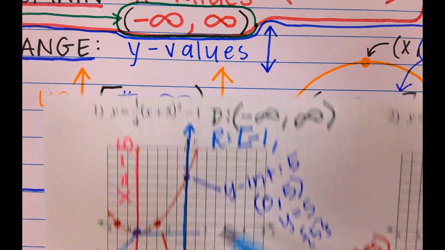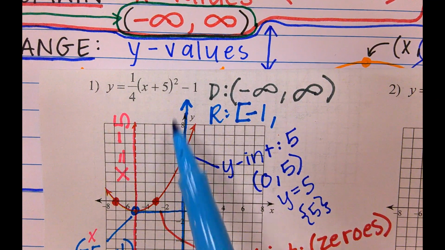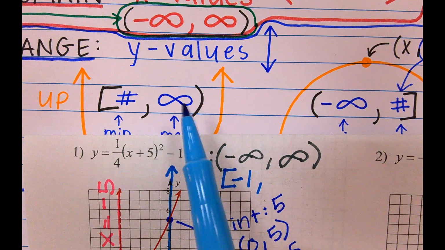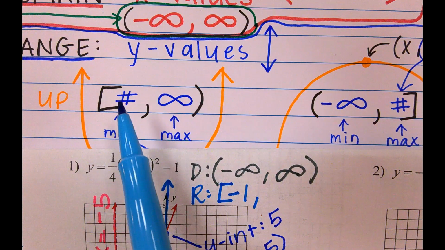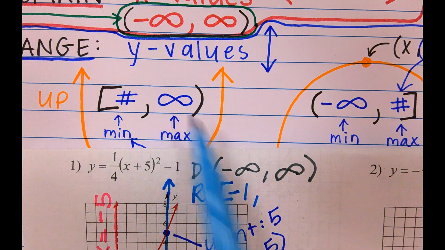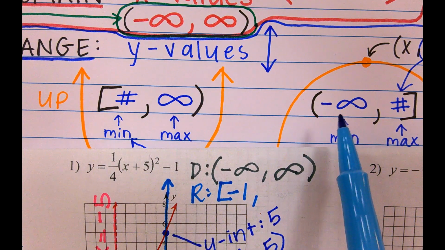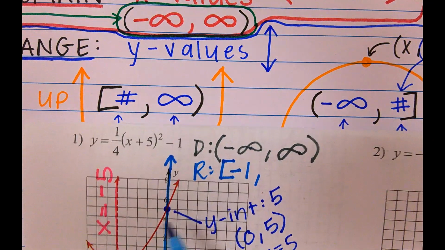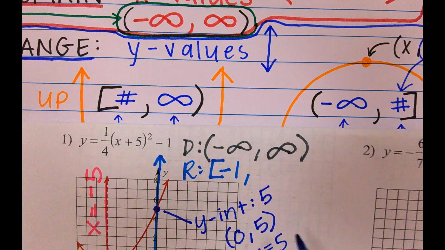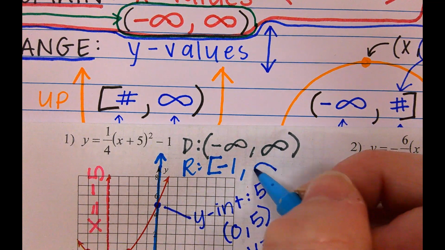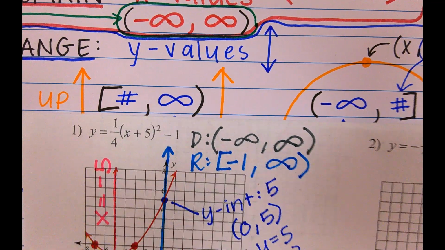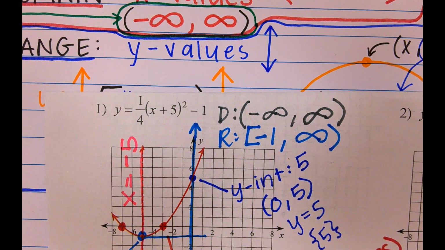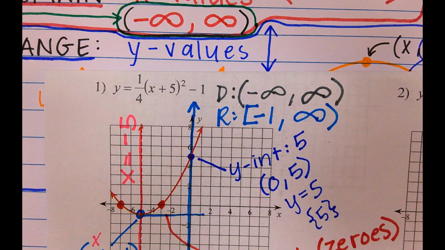And then what's the highest value? What's the very highest it goes? Infinity. We will always have a minimum and the max will be infinity. Or if the minimum is -infinity, the max will be a number. So we're looking at the arrow for the up. Yes, that's infinity. So the down will be the number, and the up will be infinity.